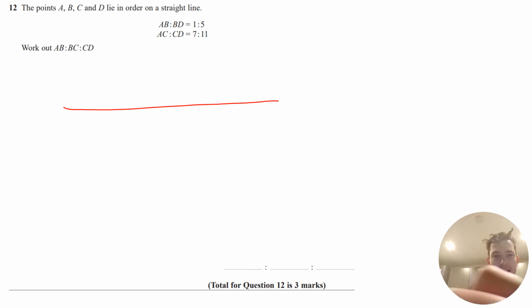And it says that they lie in order on a straight line. So that means it's A, then B, then C, then D. So let's put A at the start. Let's put D at the end. And then AB to BD is 1 to 5. So if I think about where B goes, somewhere about there. And then AC to CD is 7 to 11. So I think C is probably about there.